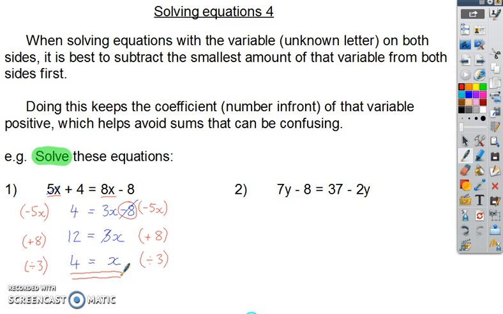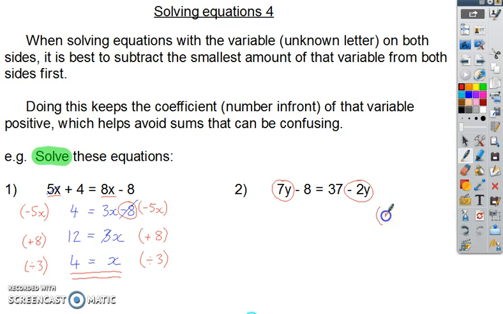Okay, question 2. Now then, it's a little bit of a different question. We've got 7y's on the left hand side of the equation and minus 2y's on the right hand side of the equation. Now then, whatever sign, plus or minus, we've got in front of that y is part of the coefficient of y. The number in front of this y is minus 2. Alright, now then, since minus 2 is smaller than 7, we're going to subtract that first.